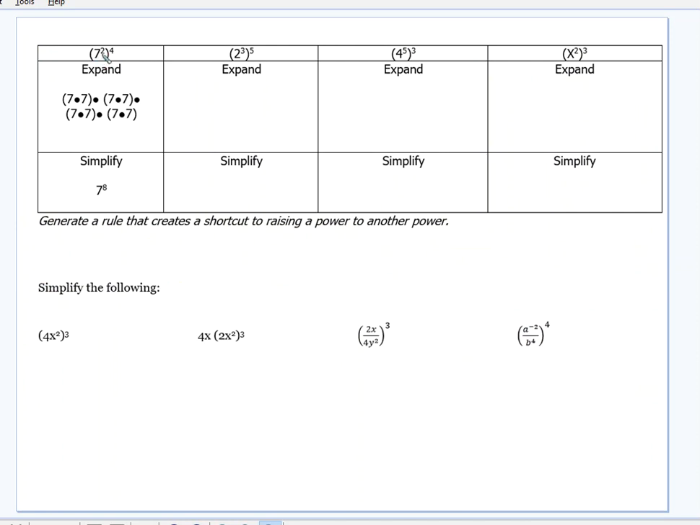So this would be 7 to the 2nd power raised to the 4th power. That means we're going to have 7 to the 2nd times 7 to the 2nd times 7 to the 2nd times 7 to the 2nd, which would be 7 to the 8th. So go ahead and fill in the rest of this chart and then check back for answers. Go ahead and hit pause.